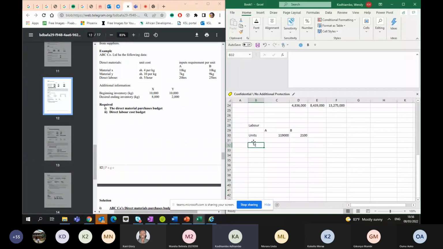So we have the number of units. How many units do we require? Let's call it labor. We need labor of 20 hours. We need labor of 25 hours. So what is the total hours needed? Total hours, we multiply the two.